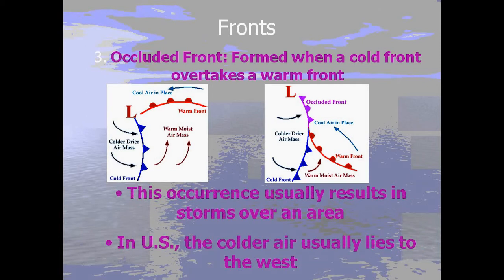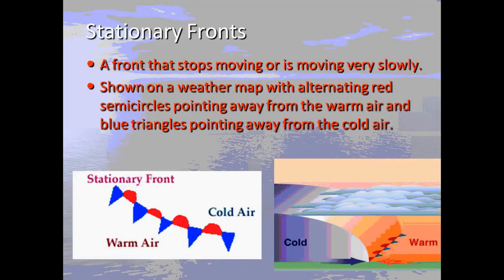Now, this occurrence usually results in storms in an area. In the United States, the colder air usually lies to the west. So people in the east, you're a little bit safer when you have an occluded front.